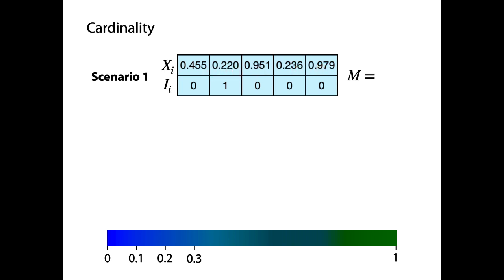And what do I have to write as the values of the indicators? Well, I have to write 1 if the indicator corresponds to the minimum among all the X sub i's, which this one does, right? So I sub 2, which corresponds to X sub 2, is equal to 1 because 0.220 is less than all the others, okay? The other indicators are all equal to 0. So this is scenario 1. And in scenario 1, big M, which we define to simply be the minimum of all the big X's, is going to be 0.220.